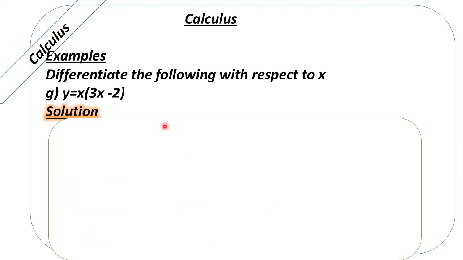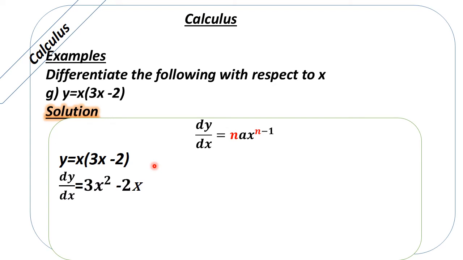Then we've got this interesting one: differentiate the following with respect to x. So how do you differentiate this with respect to x? We have x here and we have x here. So how do we tackle this? The best is to get rid of the brackets by multiplying what is outside with everything inside the brackets. So x times 3x is going to be 3x squared, and x times -2x is going to be -2x.